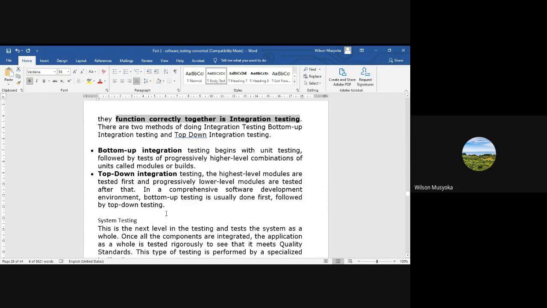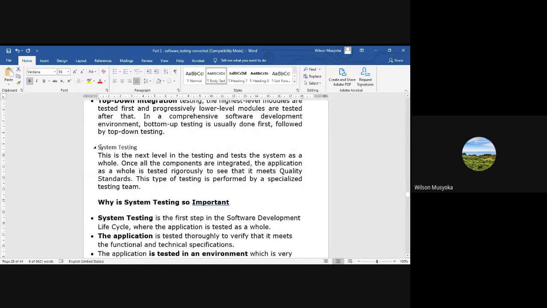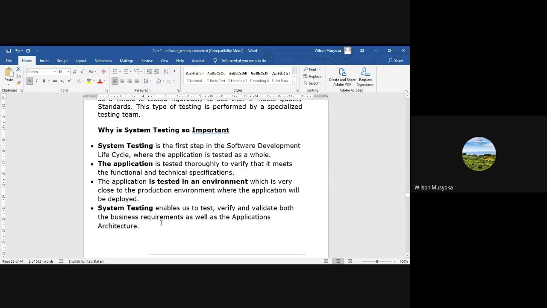Then we go to system testing, which is the next level of testing after integration. And here we are looking at all the components. Once they have been integrated, the application as a whole is going to be tested rigorously to see if it meets the quality standards like we had looked at. So system testing is important because that is the first step where the system is tested as a whole and the application is tested thoroughly to verify that it meets the functional and technical specifications.